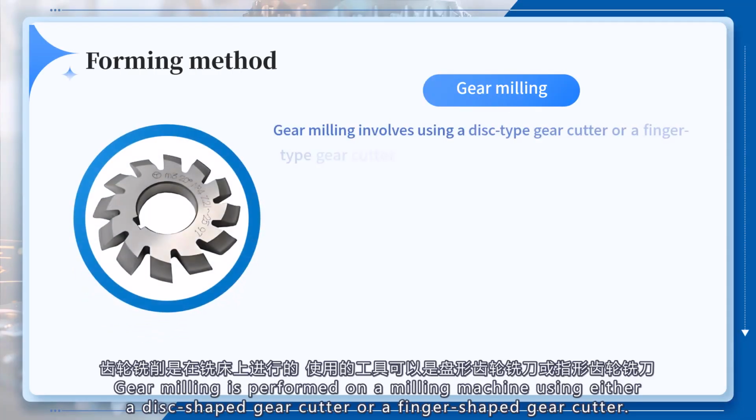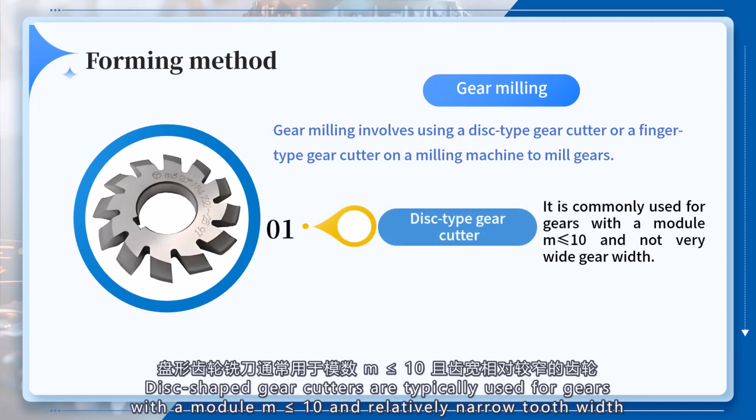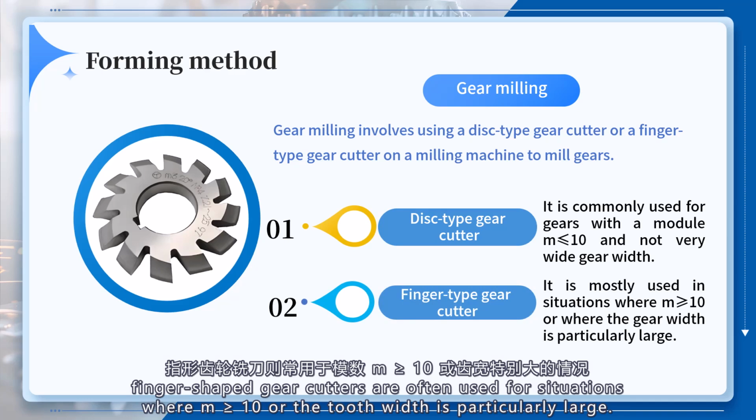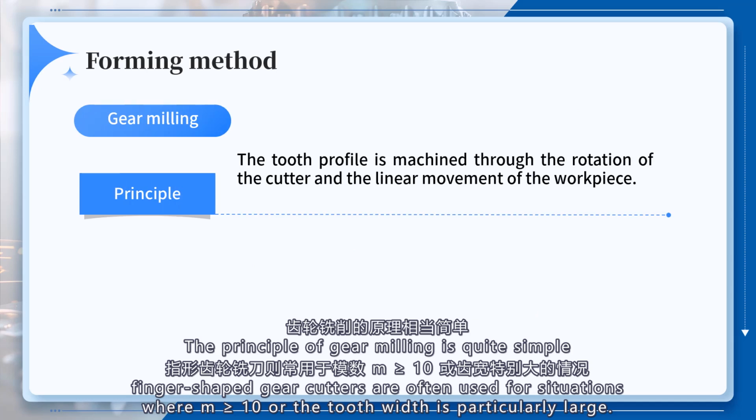Gear milling is performed on a milling machine using either a disc-shaped gear cutter or a finger-shaped gear cutter. Disc-shaped gear cutters are typically used for gears with a module M less than or equal to 10 and a relatively narrow tooth width. Finger-shaped gear cutters are often used for situations where M is greater than or equal to 10 or the tooth width is particularly large. The principle of gear milling is quite simple.